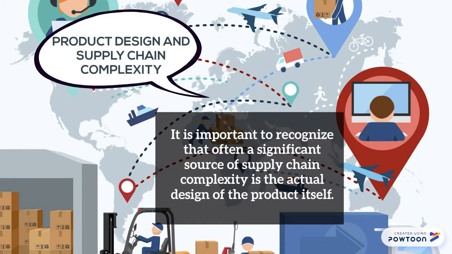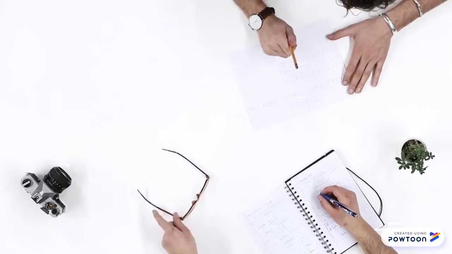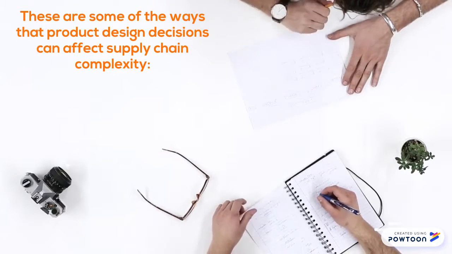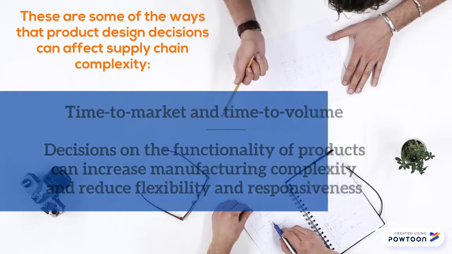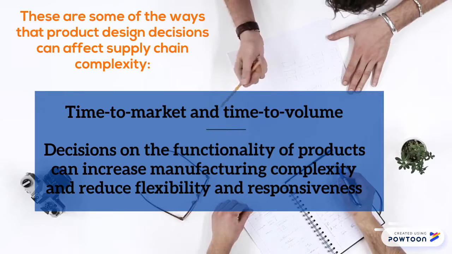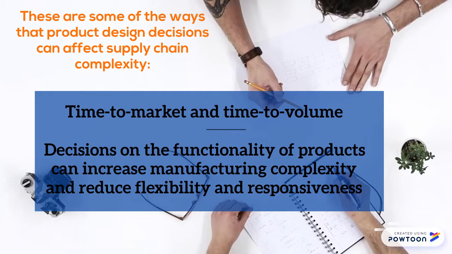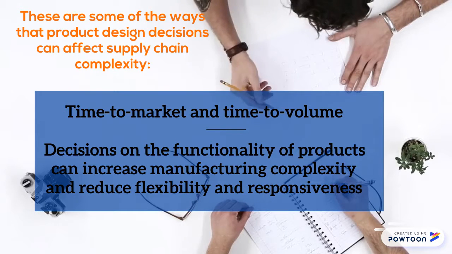The third content is product design and supply chain complexity. It is important to recognize that often a significant source of supply chain complexity is the actual design of the product itself. These are some of the ways that product design decisions can affect supply chain complexity. First, time to market and time to volume. Decisions on the functionality of products can increase manufacturing complexity and reduce flexibility and responsiveness.